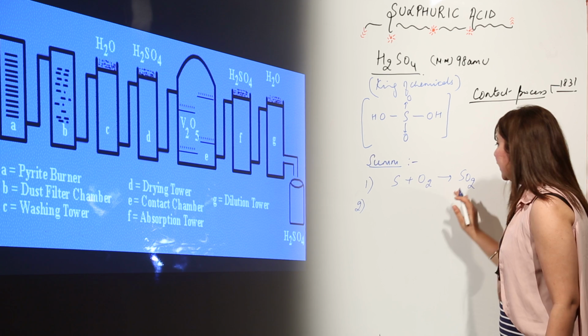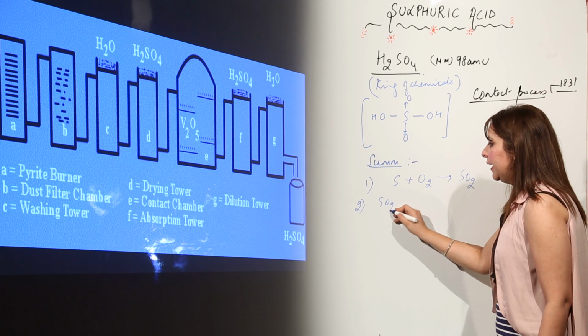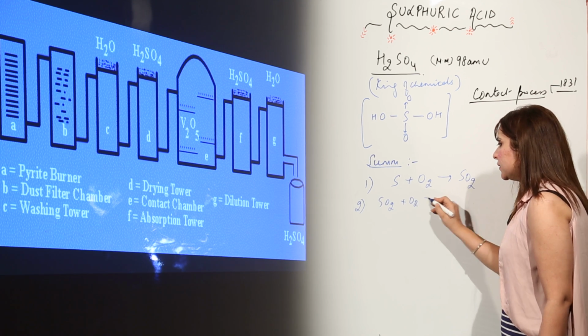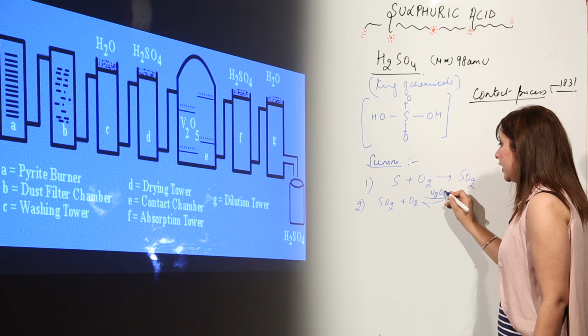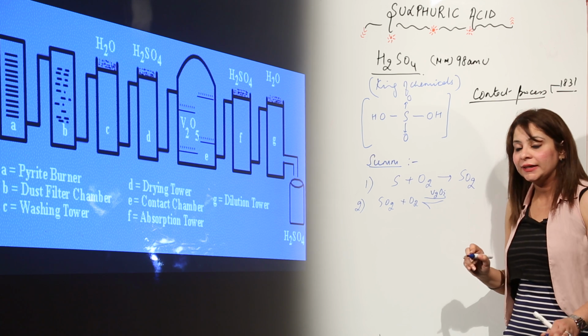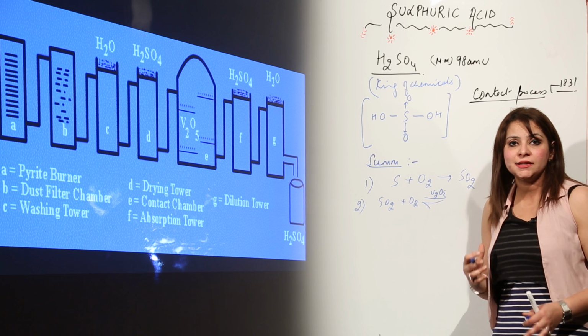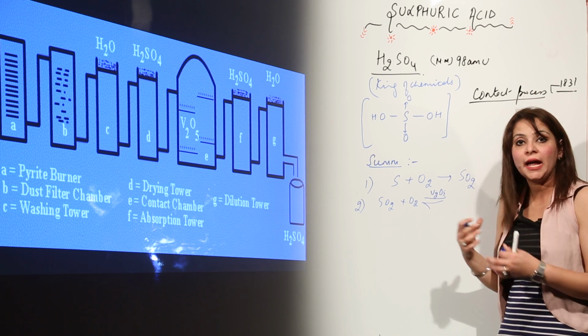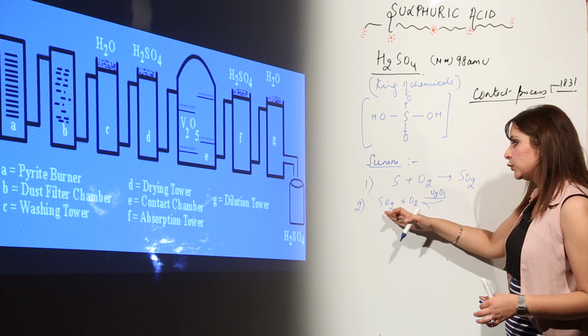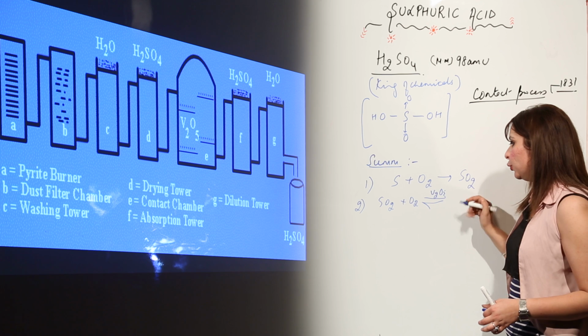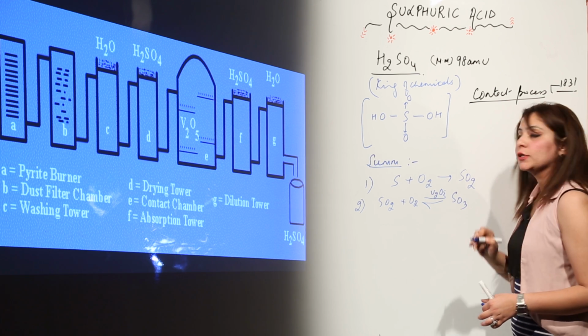Then this sulfur dioxide combines with more oxygen, and it is a reversible reaction, and it takes place in the presence of the catalyst vanadium pentoxide. This catalyzes the reaction, that means it makes the reaction happen without undergoing any change in itself. So SO2 combines with O2 in the presence of V2O5, giving rise to SO3.